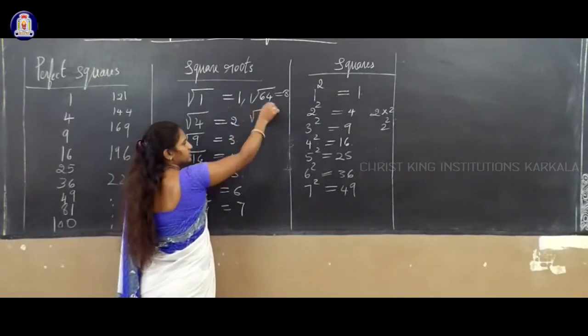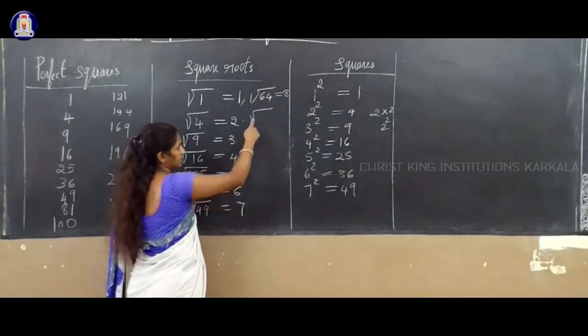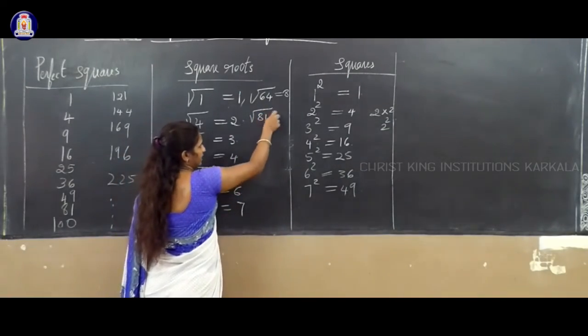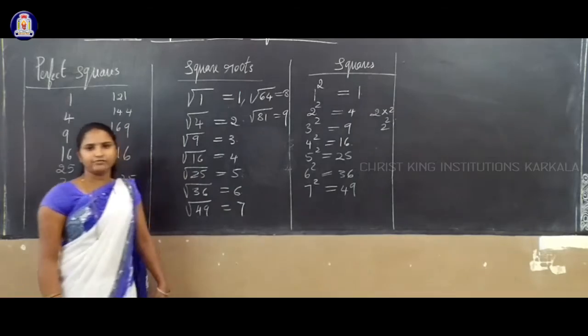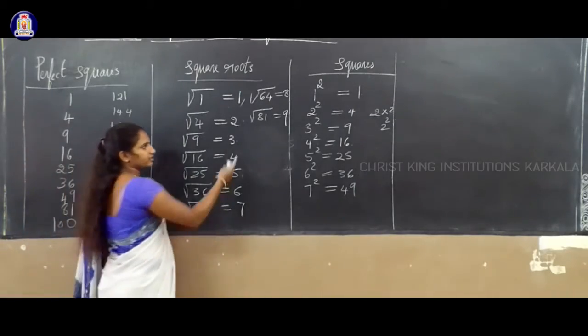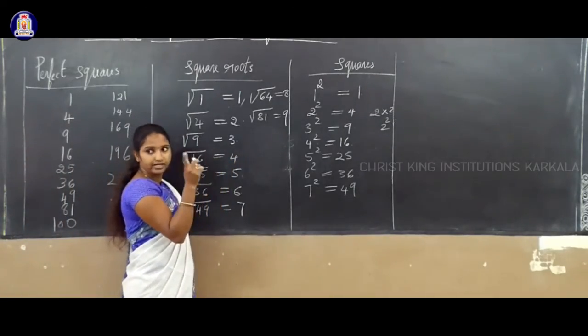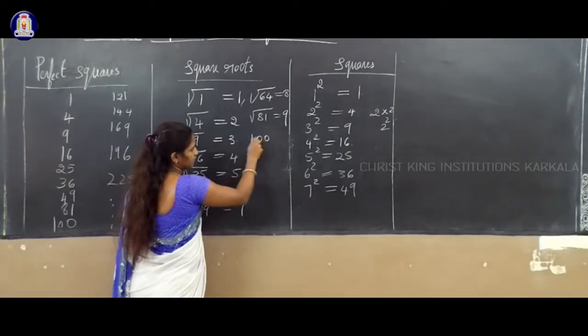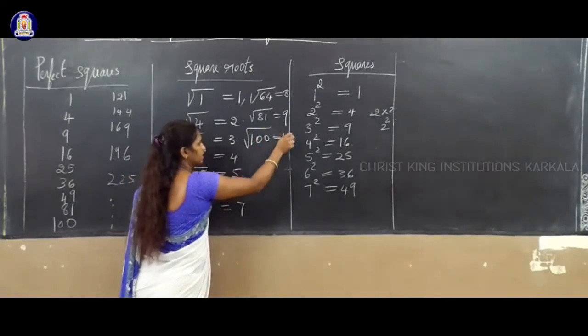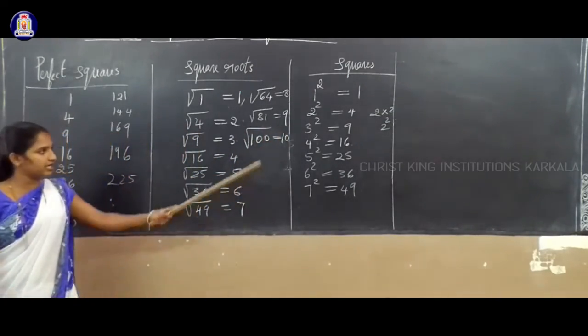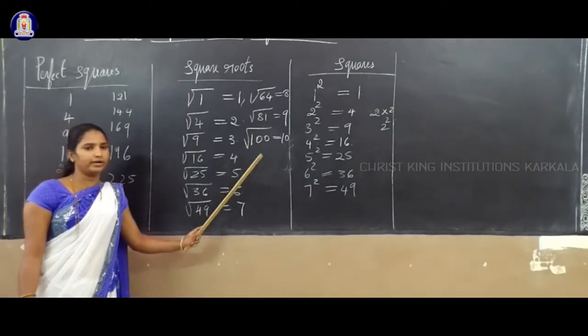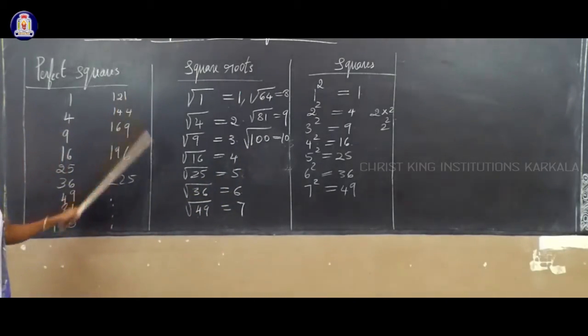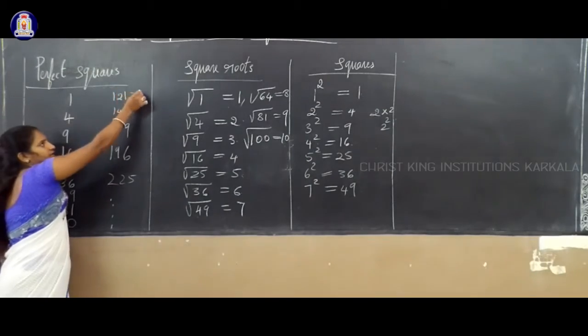Next, 9 9s are 81. So square root of 81 is 9. So next 10 10s are 100. So root 100 is 10. Yeah, root 100 is 10. Next root 121. If you write square root of this, you write 11.